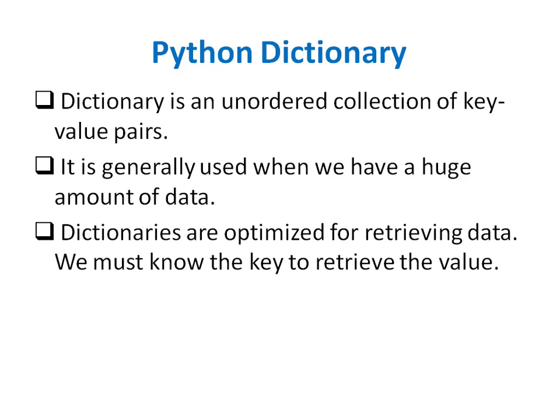A dictionary consists of elements which are in the form key: value, that is, pairs of keys and values. Whenever you need to access a value, you can access it using its key. It is generally used when we have a huge amount of data. So when the data involved is very large, we use the dictionary data type. Dictionaries are optimized for retrieving data. We must know the key to retrieve the value. So whenever you need to access a value in a dictionary, you need to have access to the key.